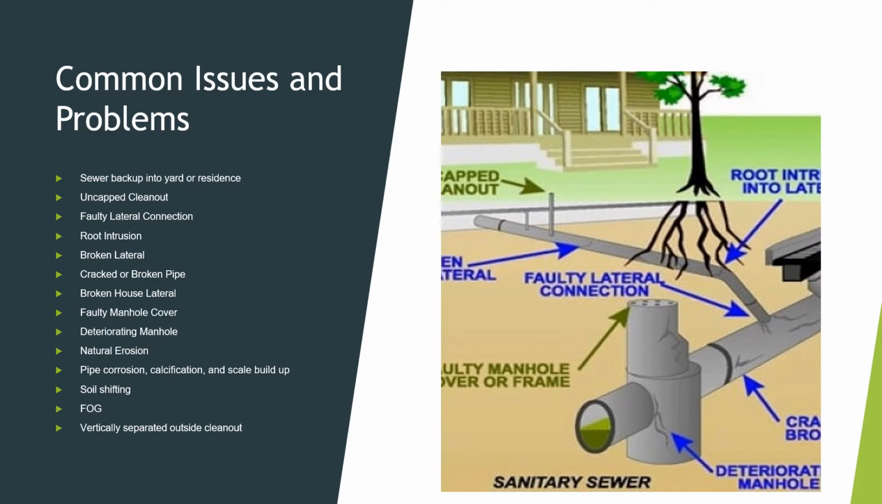Common issues and problems for a lateral service line include sewer backup into the yard or residence, uncapped cleanouts, faulty lateral connections, root intrusions, broken lateral lines, cracked or broken pipe, broken house lateral, faulty manhole cover, deteriorating manhole, natural erosion, pipe corrosion, calcification and scale buildup, soil shifting, FOG, and vertically separated outside cleanout.